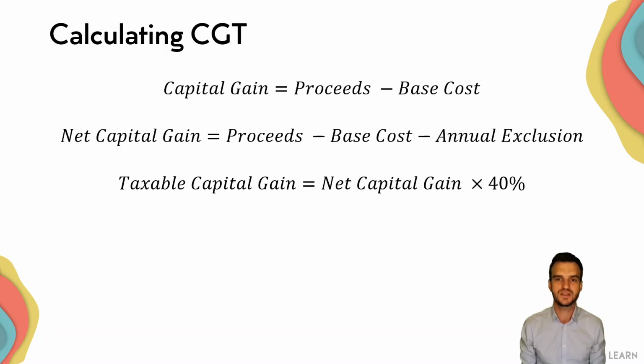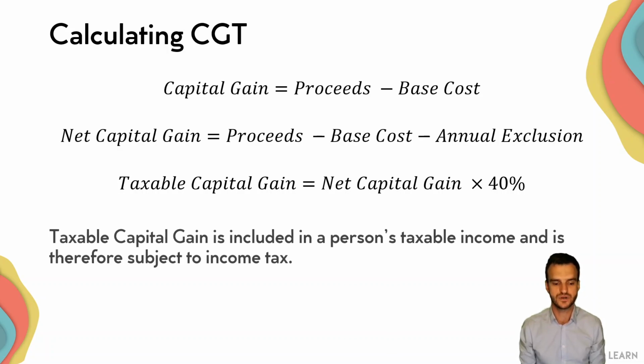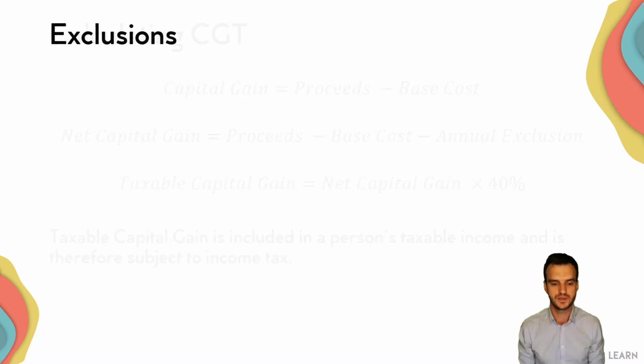And that 40% is only applicable to natural persons. For a company, you would times it by 80%. So companies are taxed heavier on capital gains than individuals are. And then your taxable capital gain is that amount, and that is the amount that is included in your taxable income, just like any other income or gross income would be.